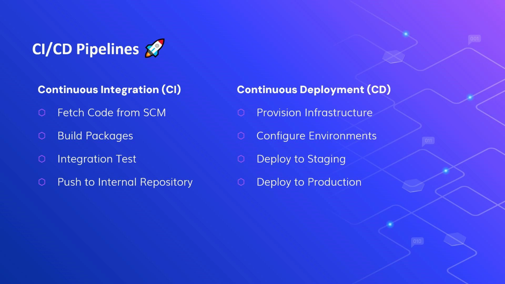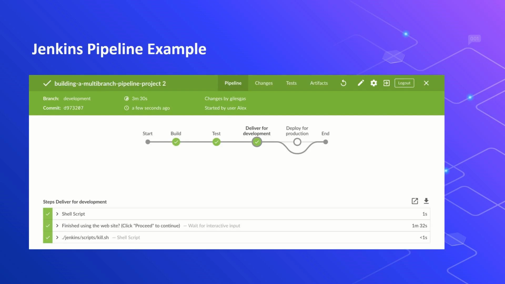So in case you have no idea of what I'm talking about, here's a screenshot of a sample Jenkins pipeline. It consists of different stages and each stage completes a specific task. So this kind of automation pipeline ensures the efficiency and consistency of a deployment.